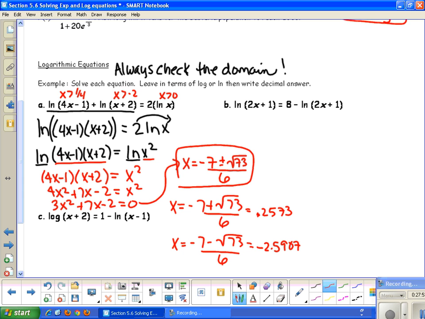The top one does, though, because 0.25 is bigger than 1/4. So this right here would be my only solution. This would not be a solution because it's not in the domain.